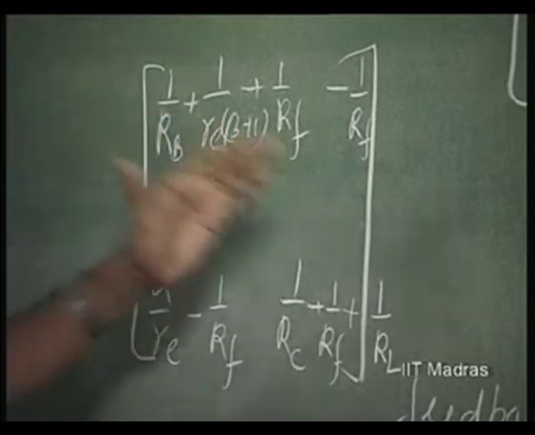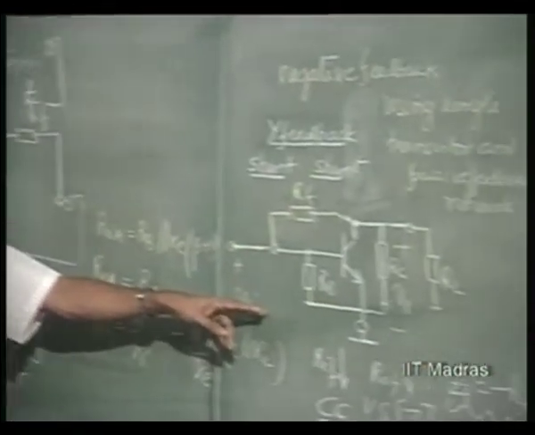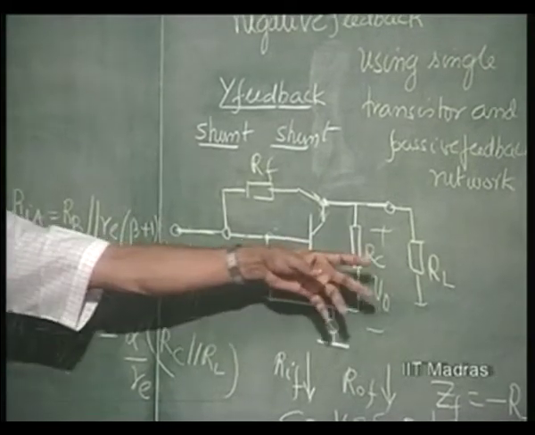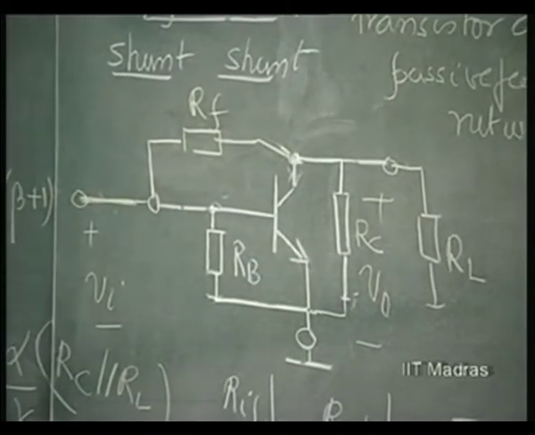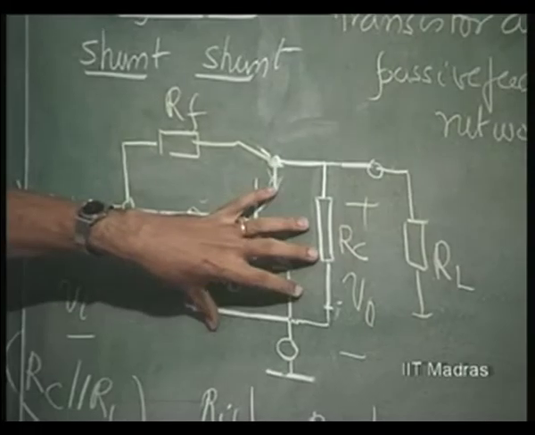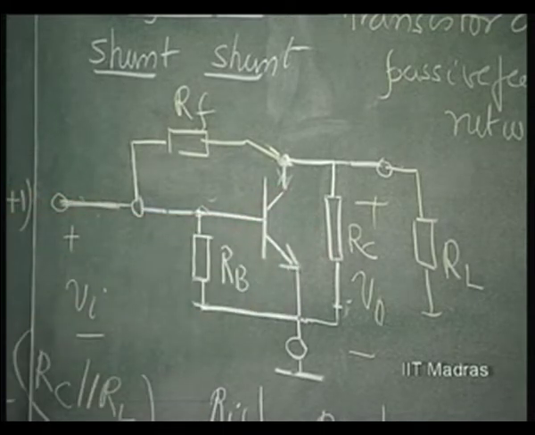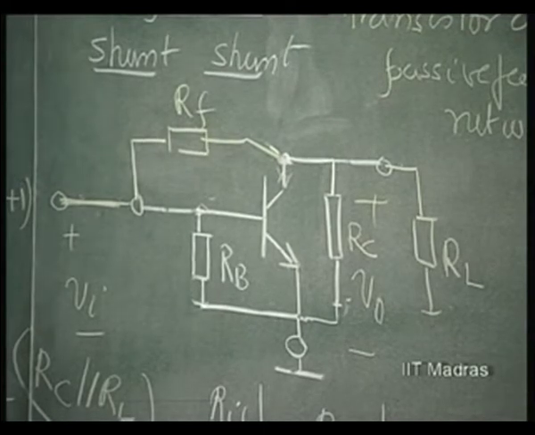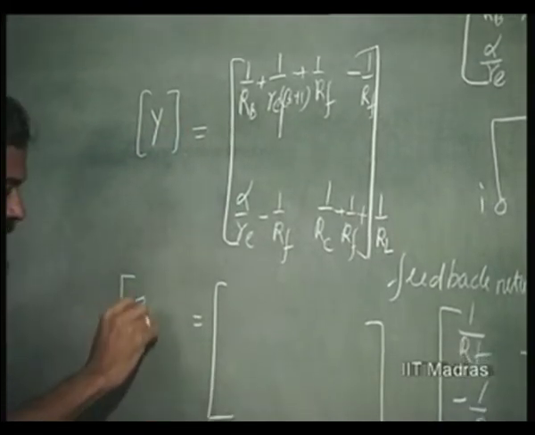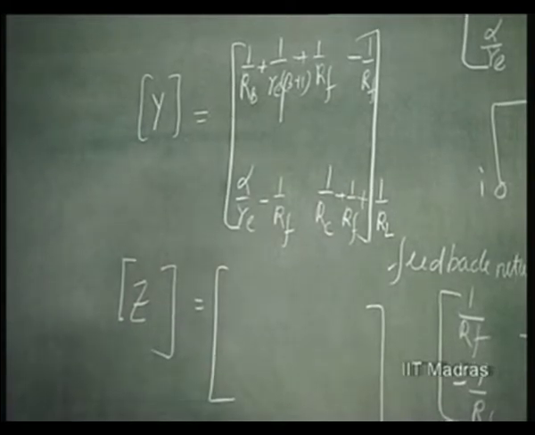If there is any effect of source impedance coming into the picture, that also can be added as 1 over Rs. It is similar to Rb here, and RL is similar to Rc there. So, this is the composite Y parameter of this feedback amplifier. Now, what should you do? You have obtained the composite Y parameter. It is enough now to convert this composite y into z.